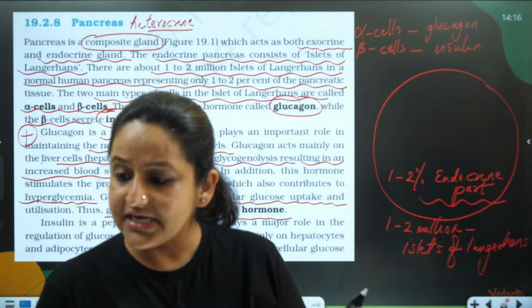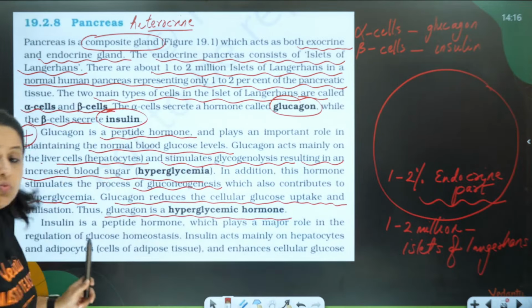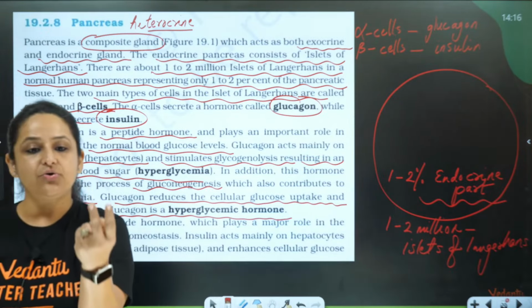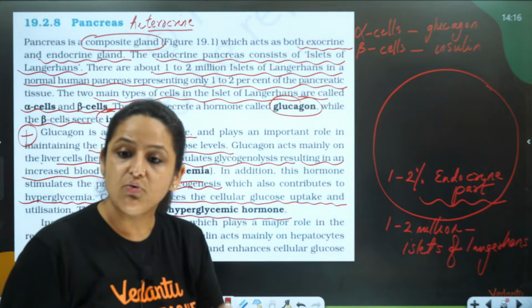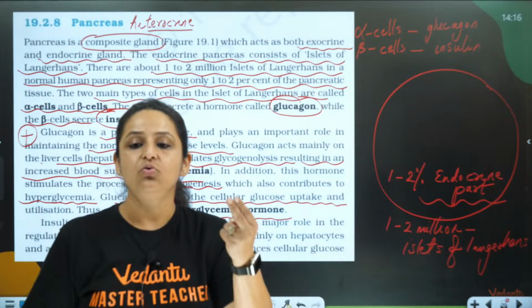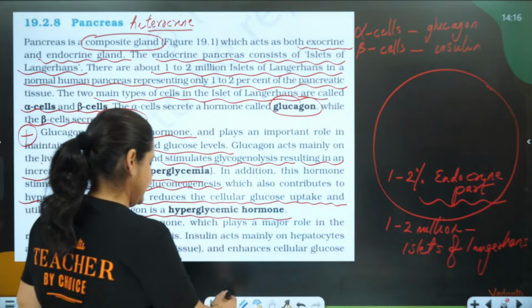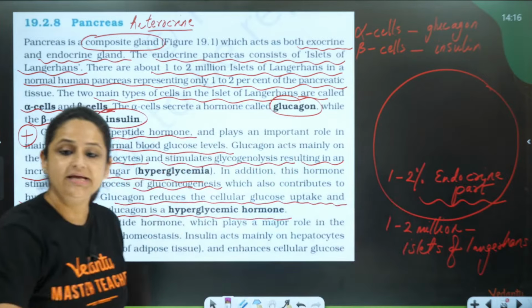Now let's see what is done by insulin. What is insulin going to do? Insulin is going to do the opposite of glucagon. What was glucagon doing? Glucagon was increasing the blood glucose level. Insulin is going to decrease the blood glucose level.